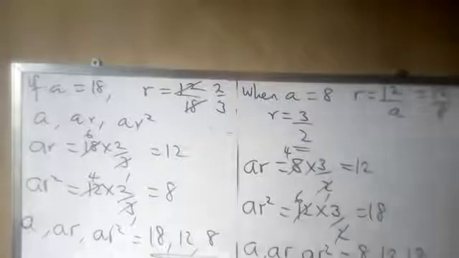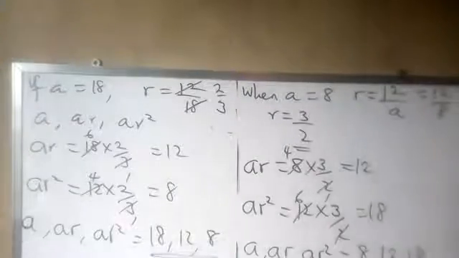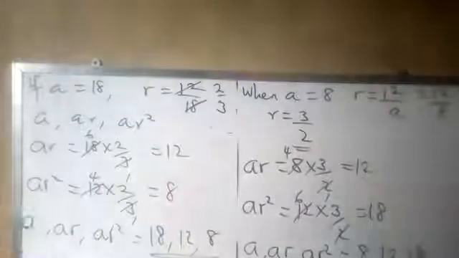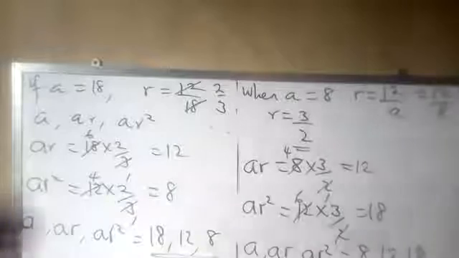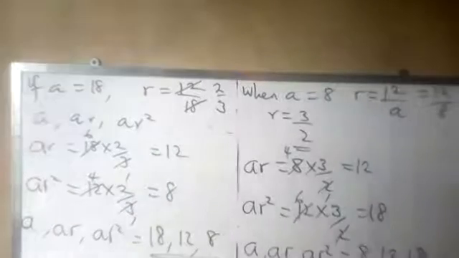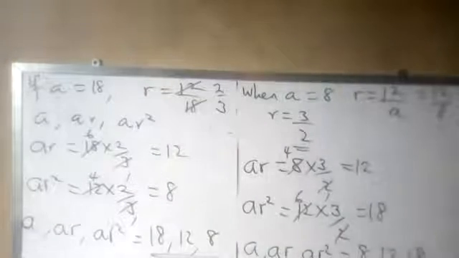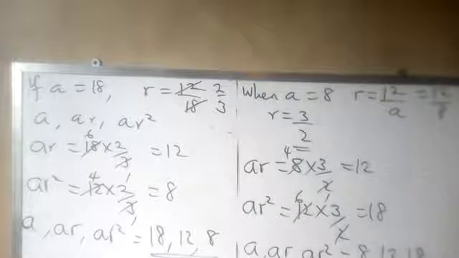We have two sets of terms here. Whichever you definitely have, it could be in ascending order if the ratio is 3 all over 2. It could be in descending order if the ratio is 2 all over 3. So that is the solution to the exercise.